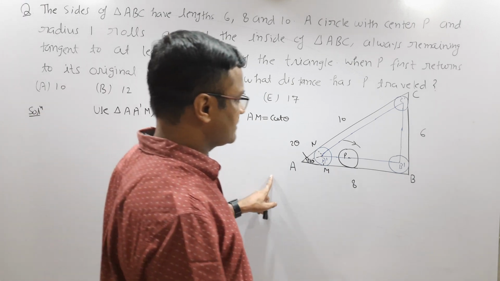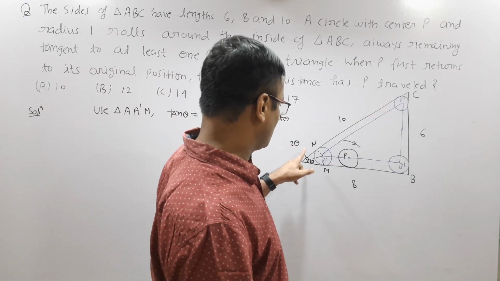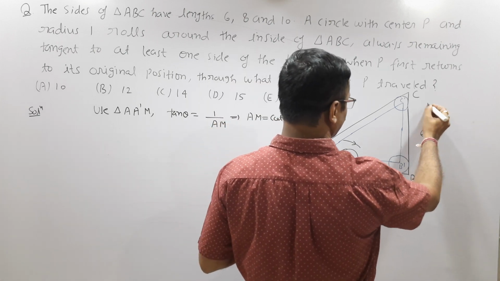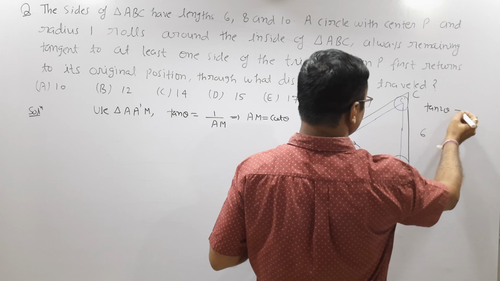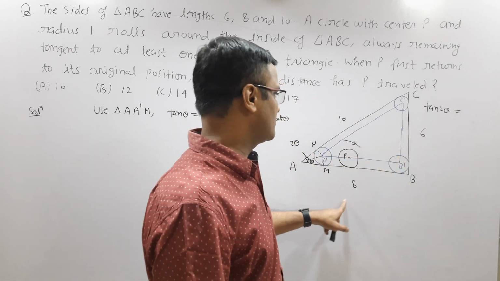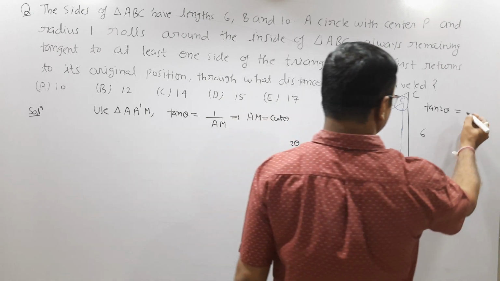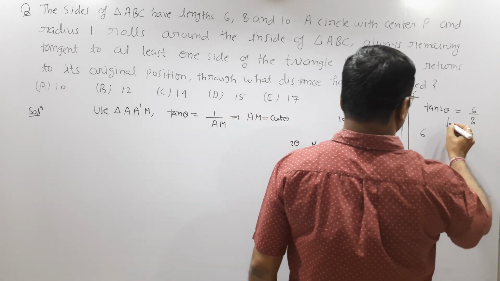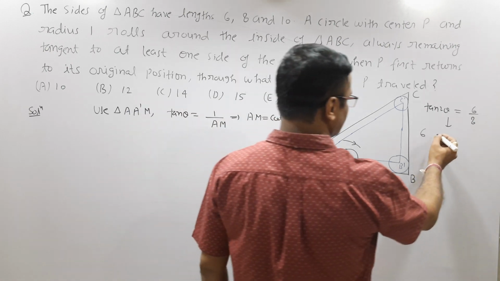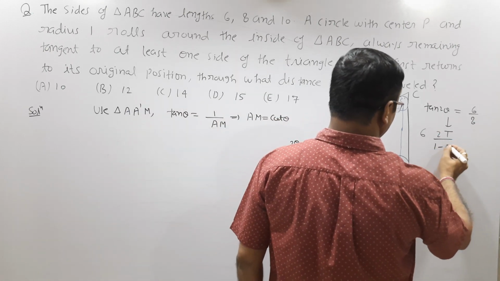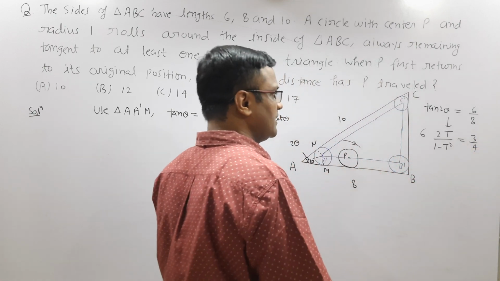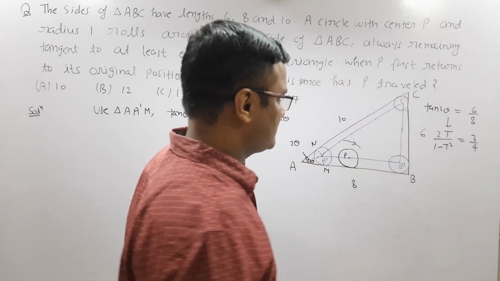So look at the original triangle ABC. This whole angle is 2 theta. So using triangle ABC, you can write tan 2 theta. What is the value of tan 2 theta? Tan 2 theta is actually perpendicular upon base, that is 6 by 8. And using the multiple angle formula, tan 2 theta can be written as 2 tan theta upon 1 minus tan square theta. That comes out to be 3 by 4. Here capital T stands for tan theta.